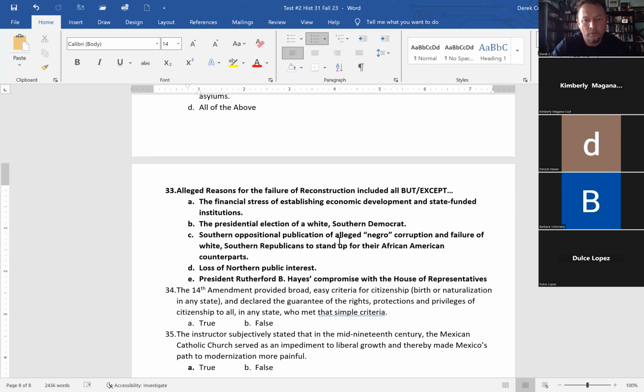Okay. So does anybody have any questions? So the 14th Amendment is found in the Reconstruction ones. And then the last assignment, I just did one question, and it should be pretty easy.